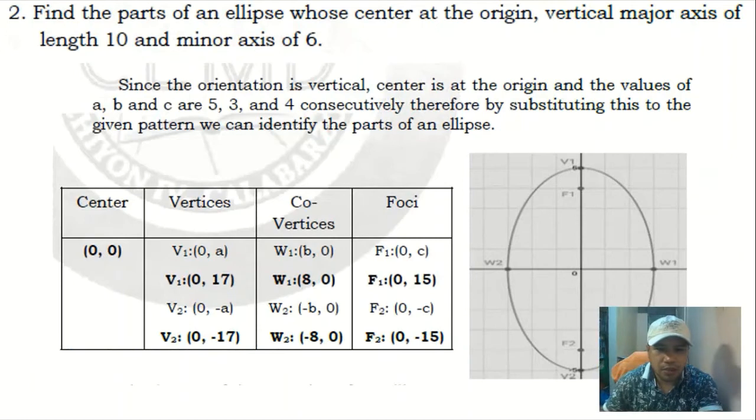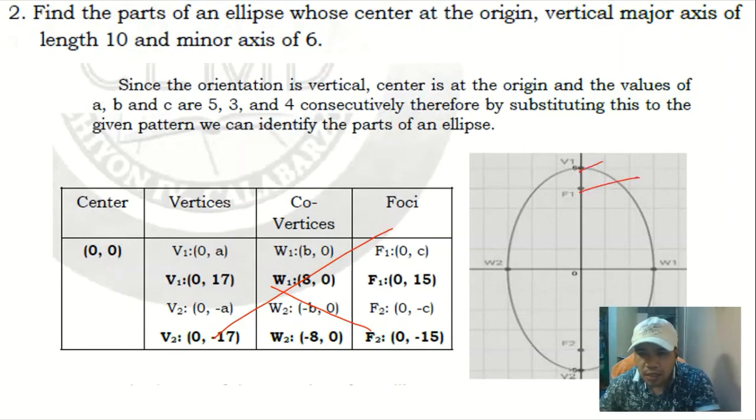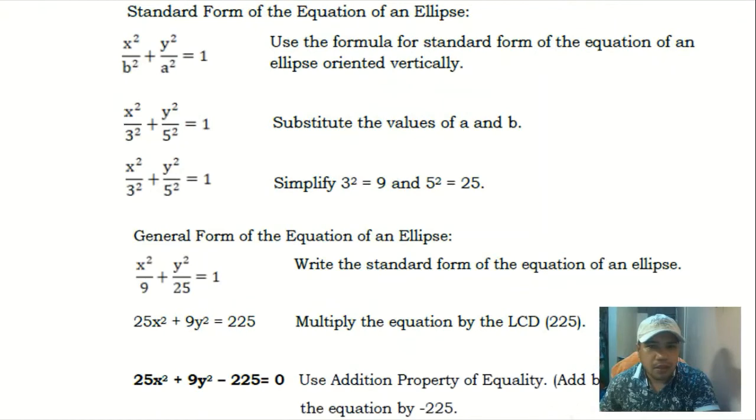Okay. Ito yung table sa previous, kaya hindi yan yung gagawin natin. Ito yung kalalabasan niya. So, focus, vertex, center, co-vertices, and another vertex. So, from the standard form, since we already obtained the values of a and b, kaya x squared over b squared, which is 3 squared, y squared over a squared, which is 5 squared. At ayan. So, once we apply that, we already have the standard form.